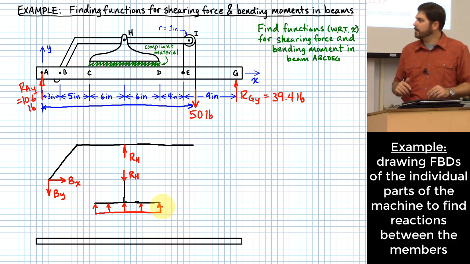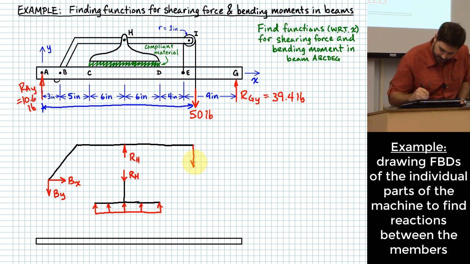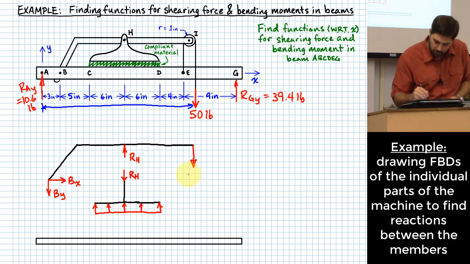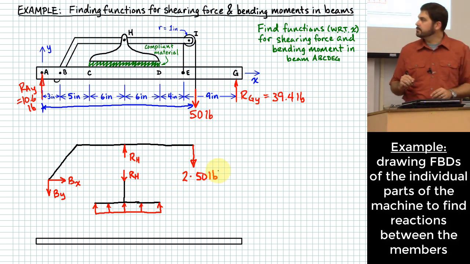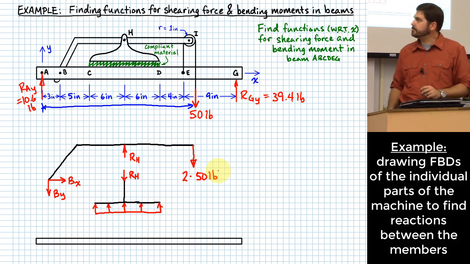Okay, and what other forces should I apply to this little lever? At the pulley, we mentioned this a second ago, I can show it as two different arrows, or I can just show one arrow down that has a force of 2 times 50 pounds, pulling downward out there on the end of that lever. Okay?